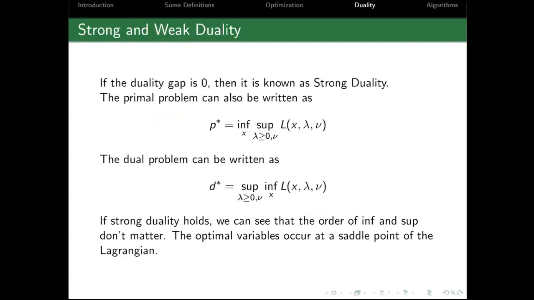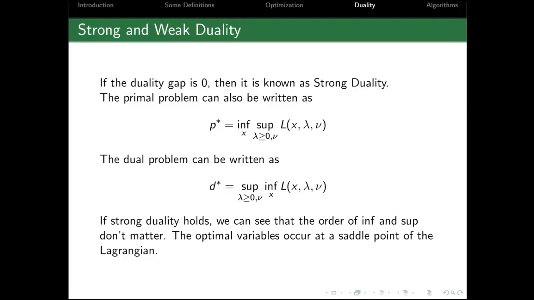The next obvious question is to find out when this p star minus d star will be 0 and when it is not. Whenever it is 0, it is known as strong duality, and when it is not, it is known as weak duality. Next, we will try to further characterize what can occur. First we can see that p star can be written as infimum over supremum of L, and d star can be written as supremum over infimum of L on appropriate variables.